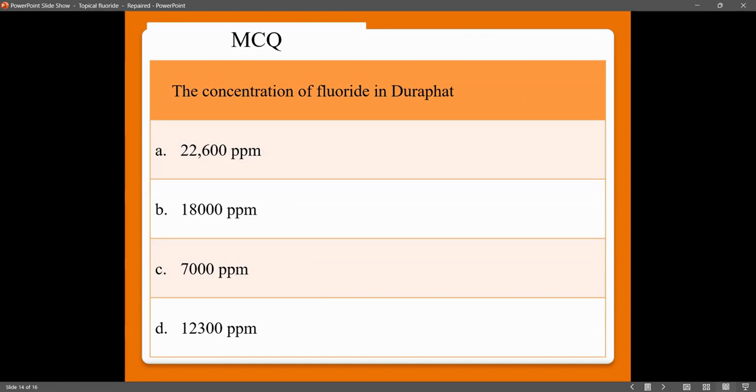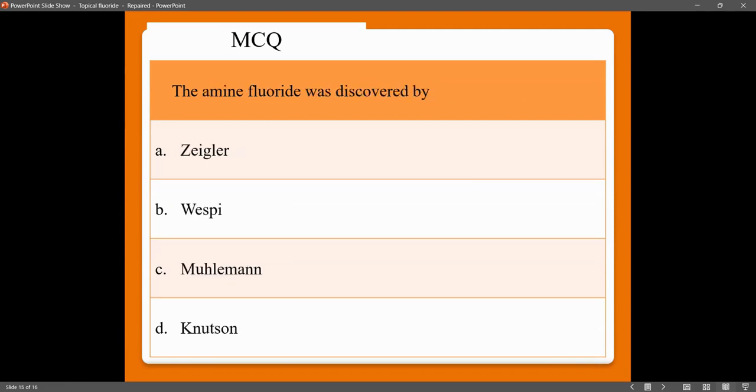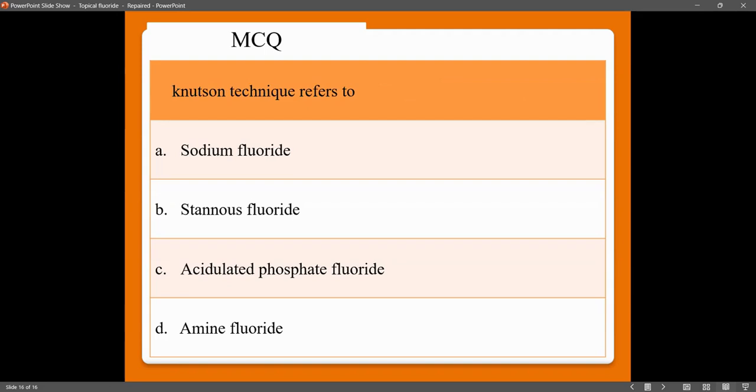So, this is the second question which I discussed in the previous slide. What is the ppm of Duraphat? Do you remember? It is 22,600 ppm. Who gave amine fluoride? It is Mulliman in the year 1957. The Knudsen technique refers to sodium fluoride. What technique comes for stannous fluoride? It is Muhler's technique. And for acidulated phosphate fluoride, what technique is it? Brudevold's solution.